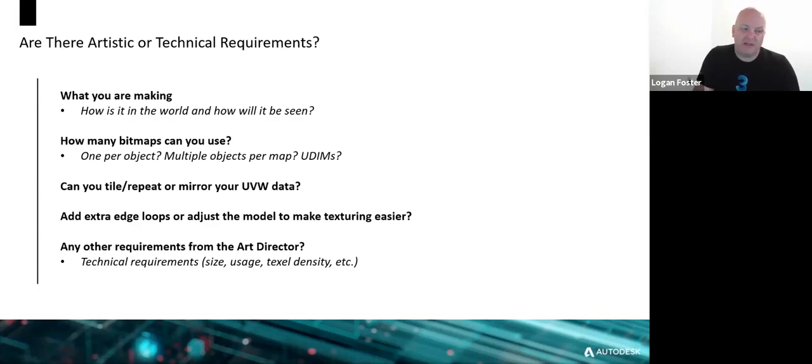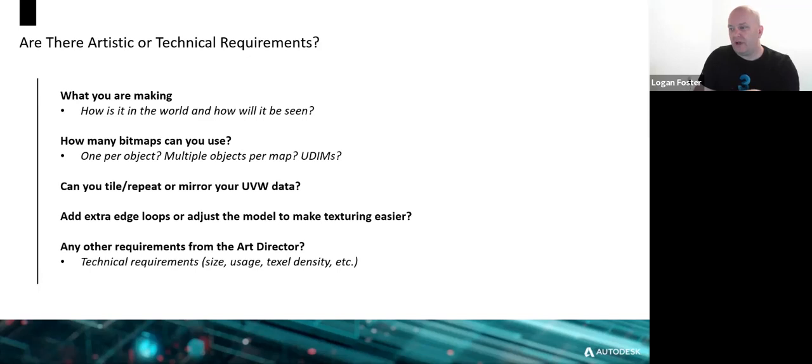You also have to think about whether you can tile and repeat or mirror your UV data or not, right? Do you need to add any extra edge loops? Do you need to make any adjustments to your model to make the texturing easier? This is a really important thing to consider, because sometimes having a really good, clean model is the basis that will really make your experience with unwrapping and making UVs so much easier. And the other thing you've got to think about is, are there any technical requirements from your art director? Everyone's going to have an art director on their project. It might be yourself, but typically it'll be someone a little bit more senior above you. And you're going to go from there.